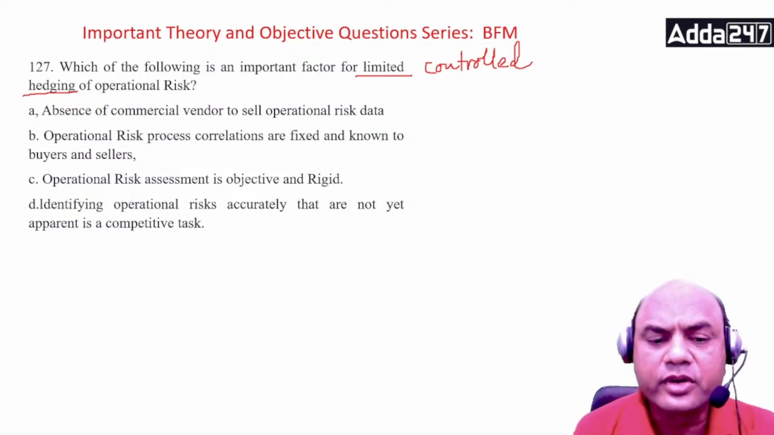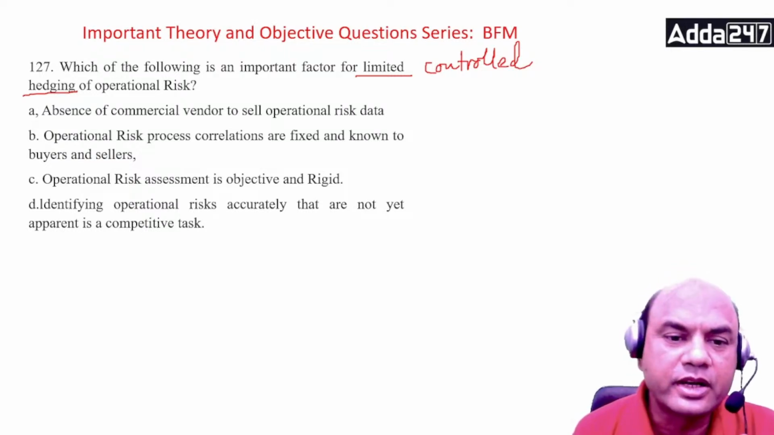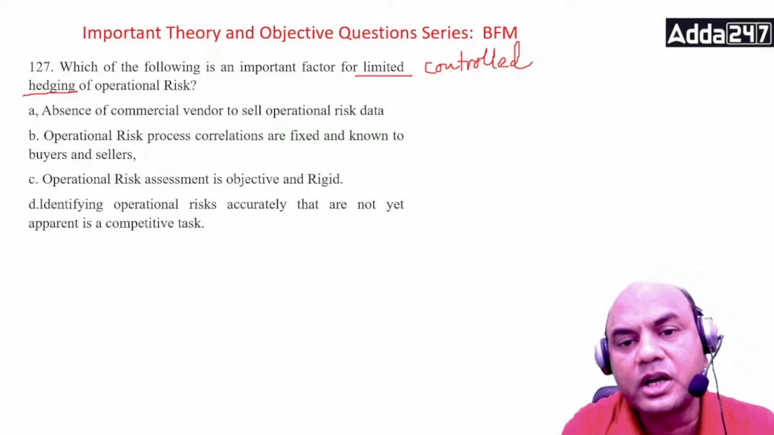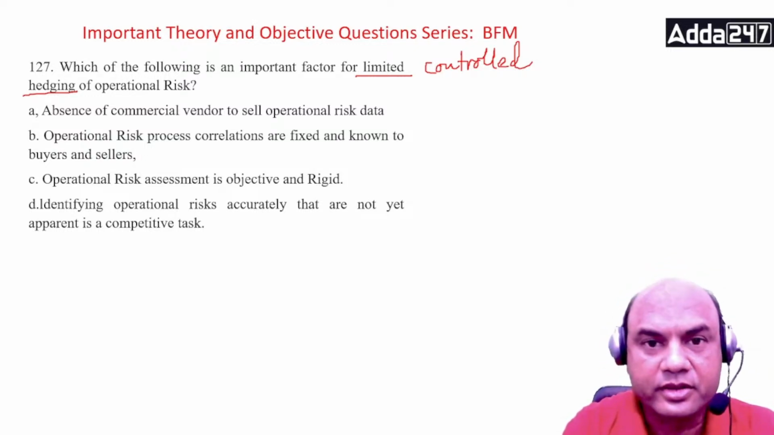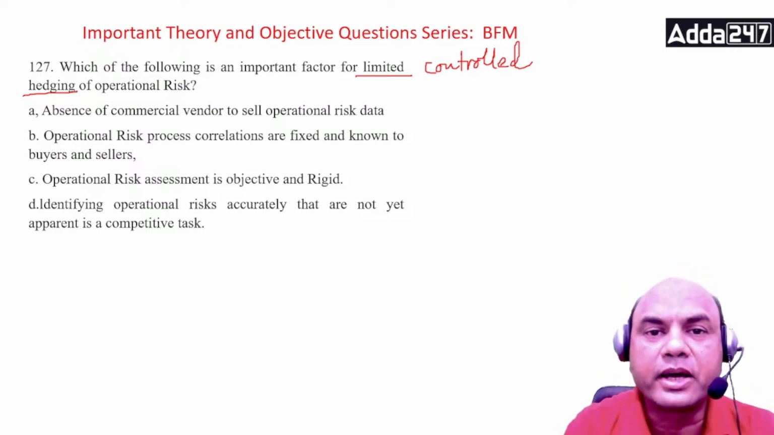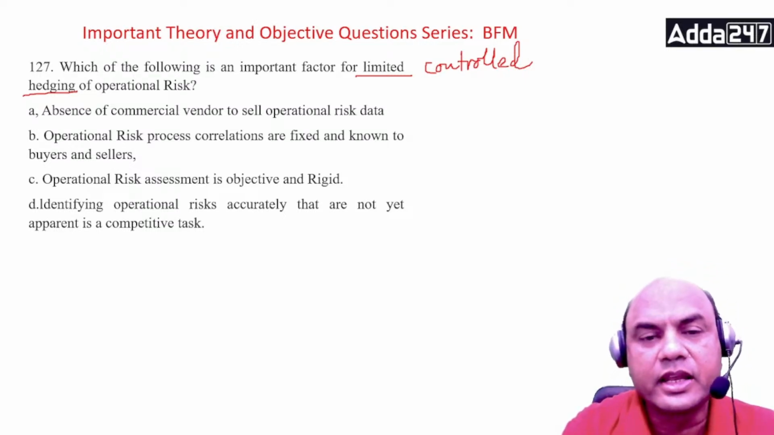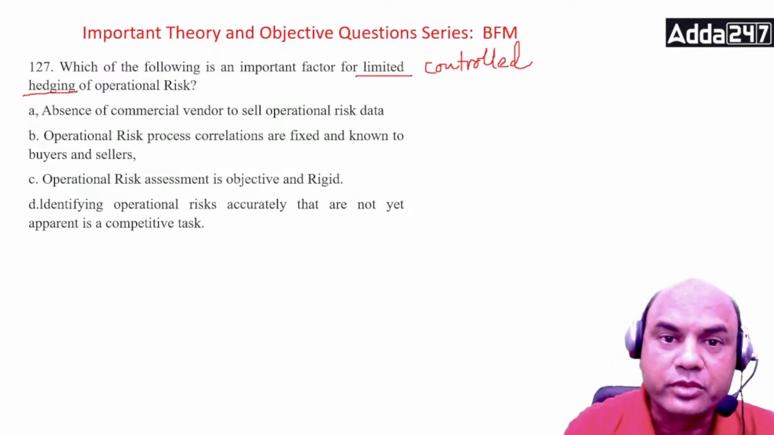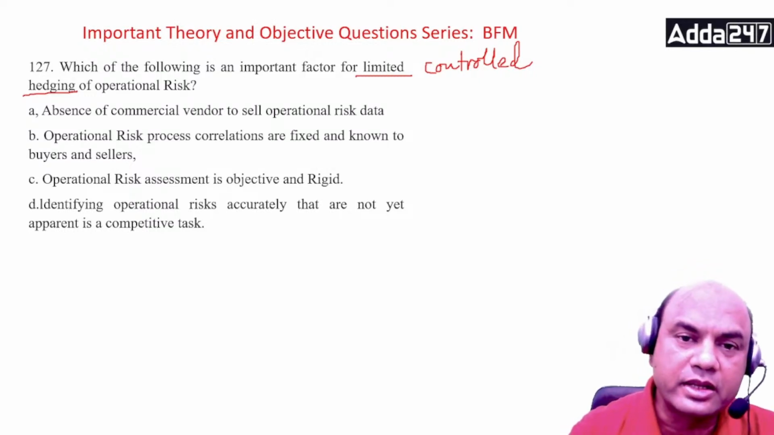Before coming to the answer, let me give you some explanations first. Then we'll come to the answer. Hedging means what? Controlling the risk. Suppose I buy some bond, let's say for rupees 100. Now if the price of the bond goes down to 90 or 80, I'll be in a loss.